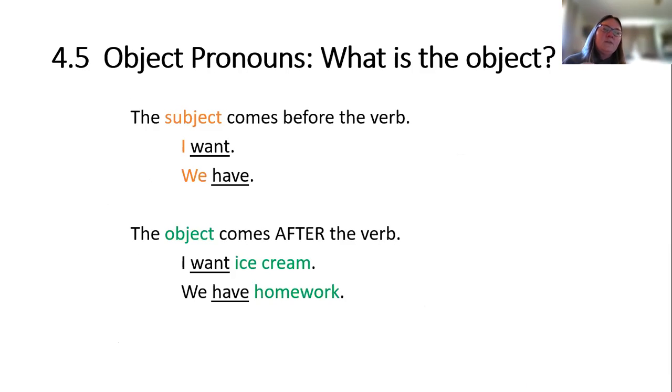So go to chart 4.5 on page 98. We're looking at object pronouns here, and we're talking about what is the object, and we need to be able to use these object pronouns. But before we even know how to use an object pronoun, let's talk about what the object even is first, okay? So we know the subject. The subject comes before the verb, and it is who or what the sentence is about.